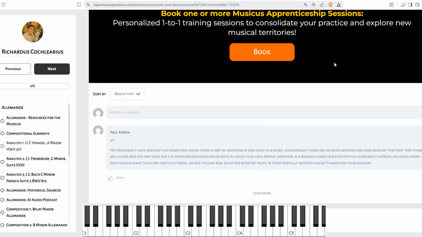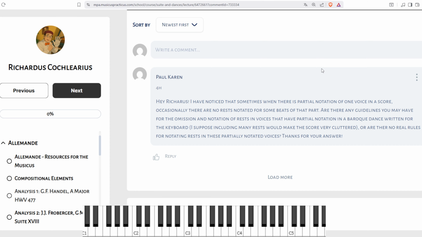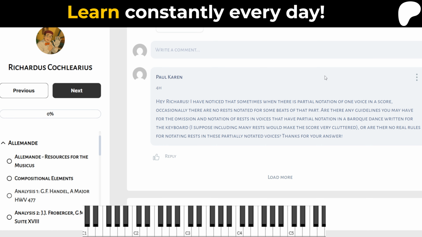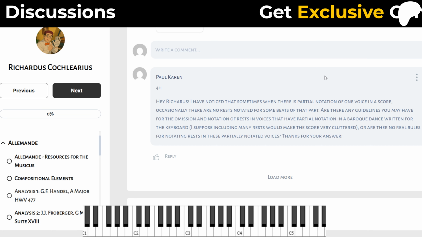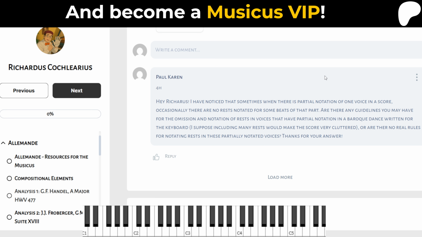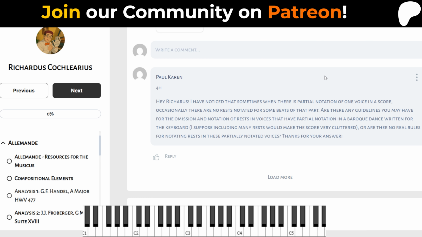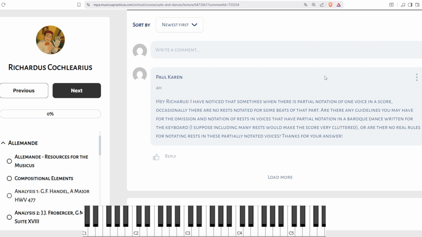First of all, the question. Paul from Australia, hello, says, "Hey Richardus, I've noticed that sometimes when there is a partial notation of one voice in a score, occasionally there are no rests notated for some bits of that part. Are there any guidelines you may have for the omission and notation of rests in voices that have partial notation in a Baroque dance written for the keyboard? I suppose including many rests would make the score very cluttered. Or are there no real rules for notating rests in these partially notated voices? Thanks for your answer." Interesting question, and the answer actually is very clear.